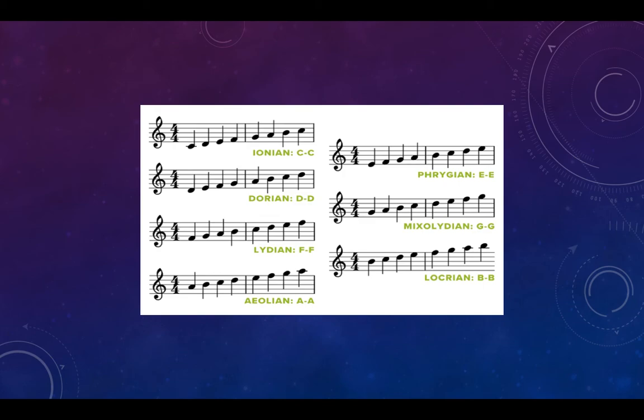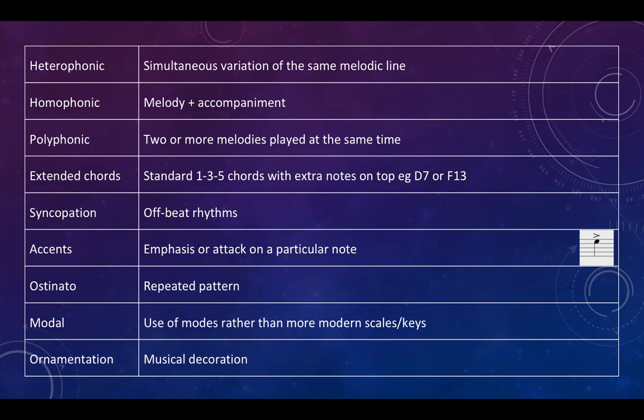So using modes is actually a lot more flexible than using a key, because you can take each of these patterns and transpose it to all the other note names, say on a keyboard. So that's modes. And the last one is ornamentation. This is a musical decoration. It's a way of decorating a melody to make it more attractive or to add something to it.